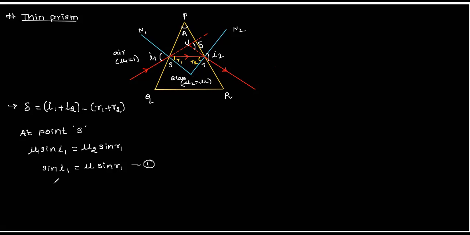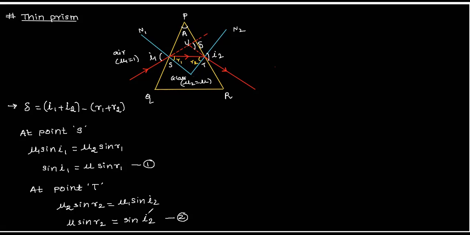Next one, at point capital T, what are we getting? Mu2 sine of R2 is equal to mu1 sine of I2. So mu2 is mu, and mu1 is 1. So here you are getting mu sine of R2 is equal to sine of I2. Call this equation number 2. Okay.